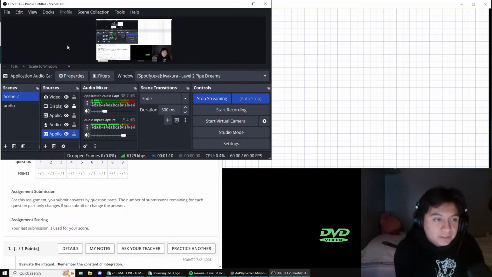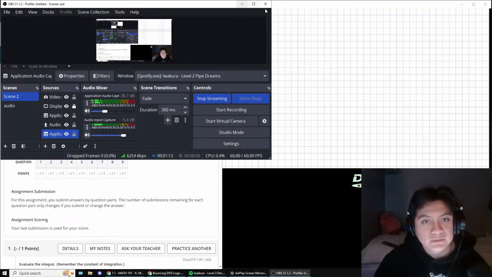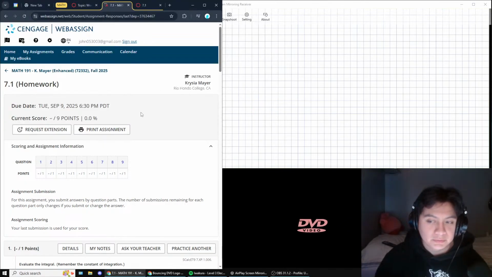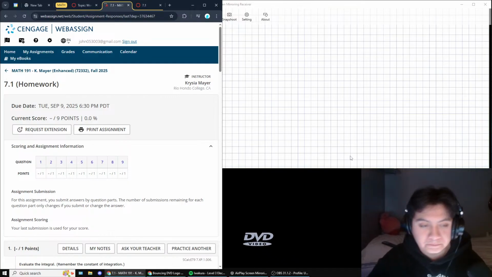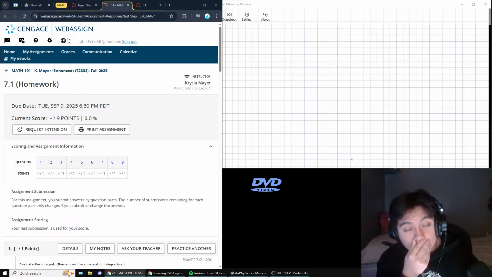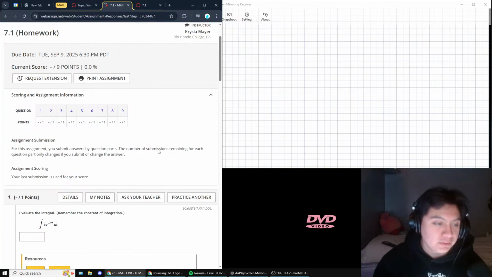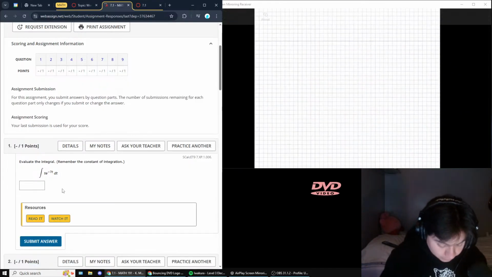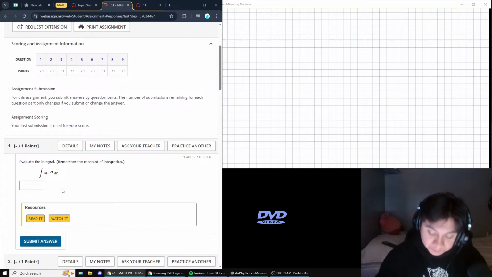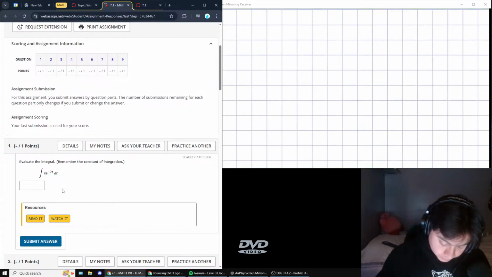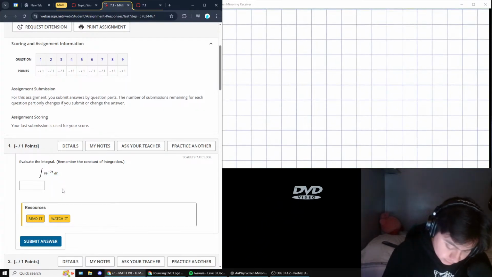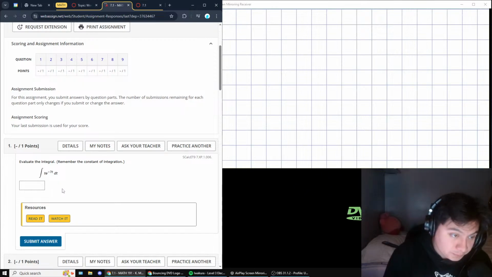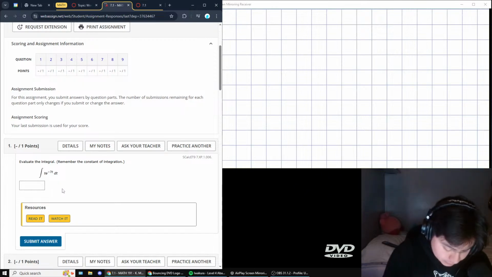So today, usually it's me walking you through my process with this. I was supposed to learn how to do integration by parts, but today we're just gonna thug it out because I don't know how to do integration by parts. We're gonna start with this. So this is my 7.1 homework.